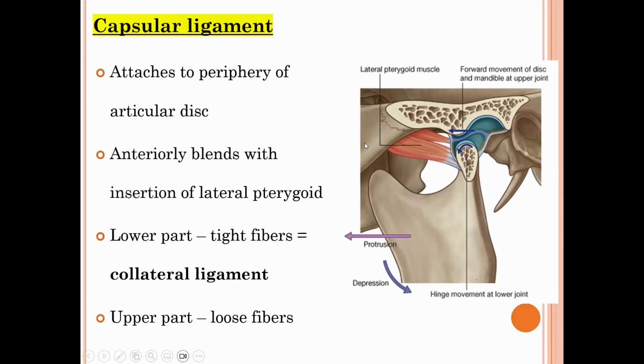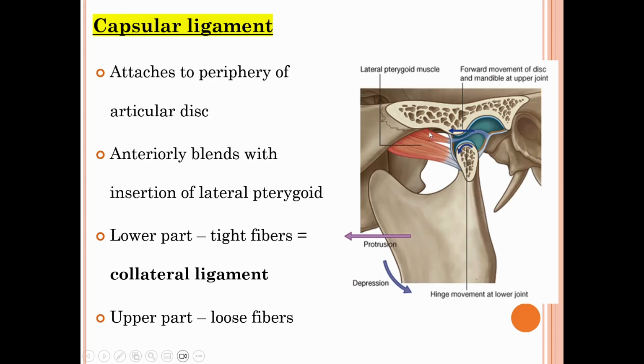Now here you can see the capsular ligament attached to the periphery of the articular disc, and anteriorly it is blending with, can you see this muscle inserting here, the insertion of the lateral pterygoid. The lower fibers of the capsular ligament are tight fibers, and they are known as the collateral ligament, and the upper fibers will be the loose fibers.